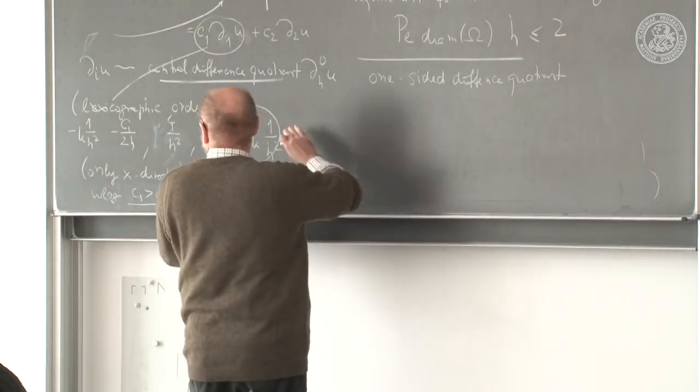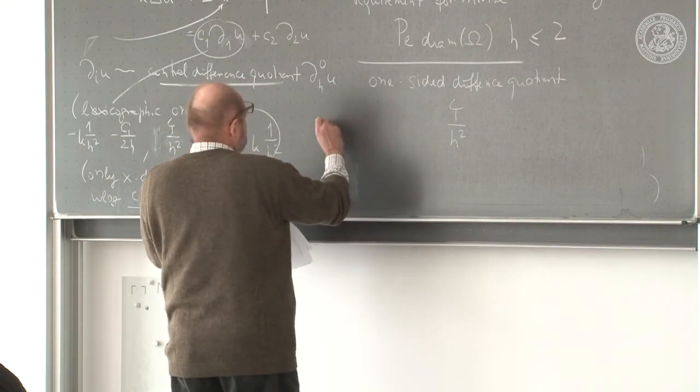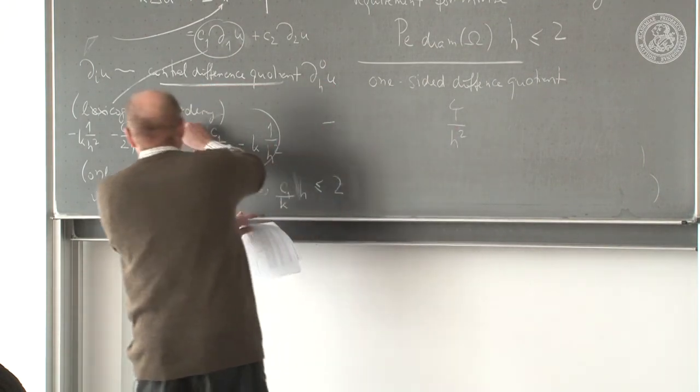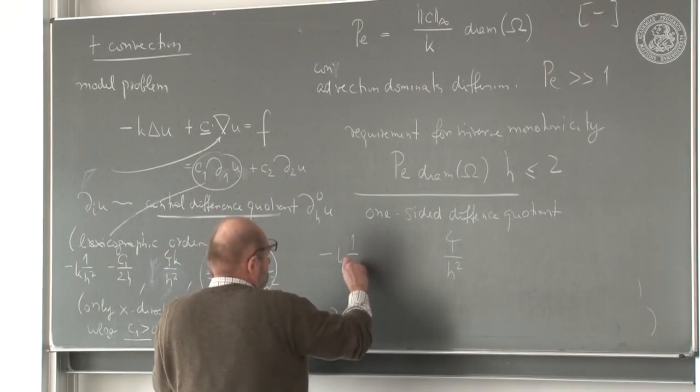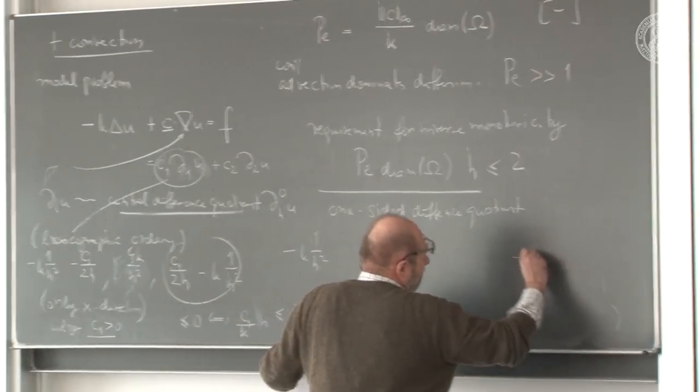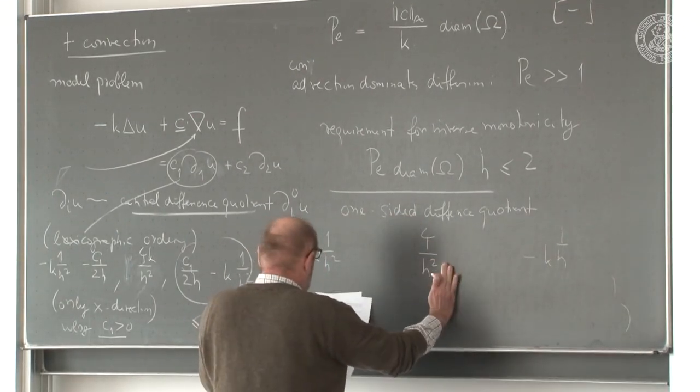Now here the same thing. Of course, these terms do not change. I missed the k here: k 1 over h square, k 1 over h square. So we go backwards, and we have a positive contribution here.